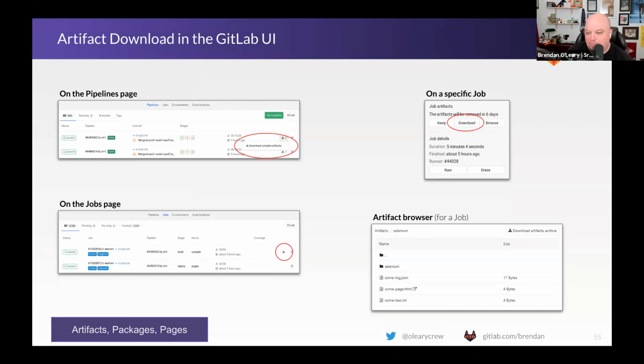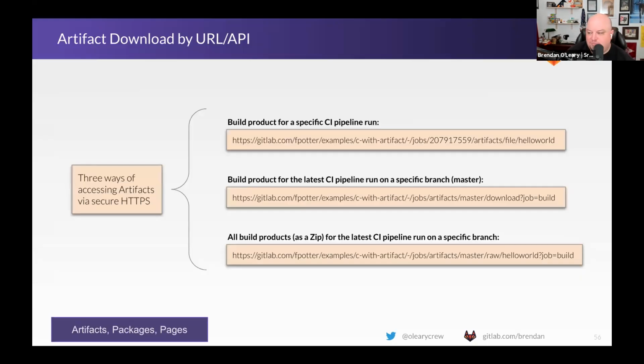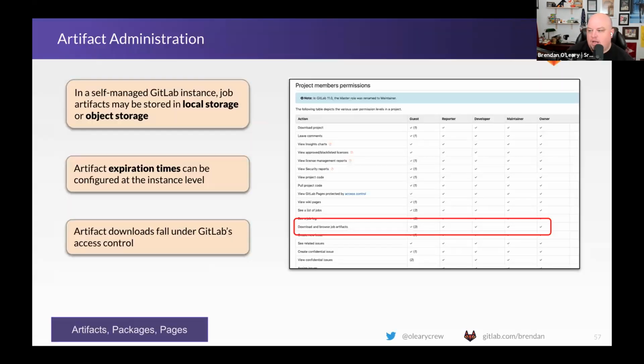So if it's the output of a unit test or something like that, you can just view it right there. And then you can also get at those binary artifacts through a bunch of different ways, through a URL or through the API. And then if you're in a self-managed version of GitLab, you can set defaults for expiration time and a bunch of other things that get configured at the instance level.